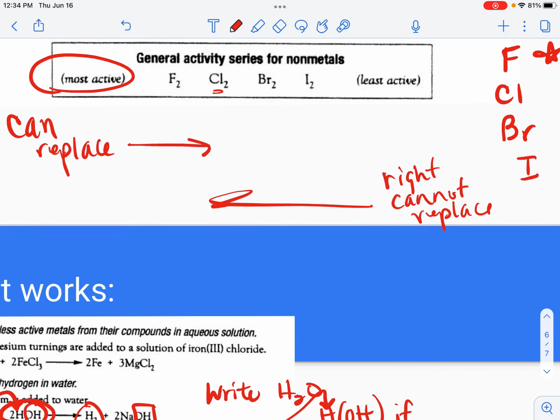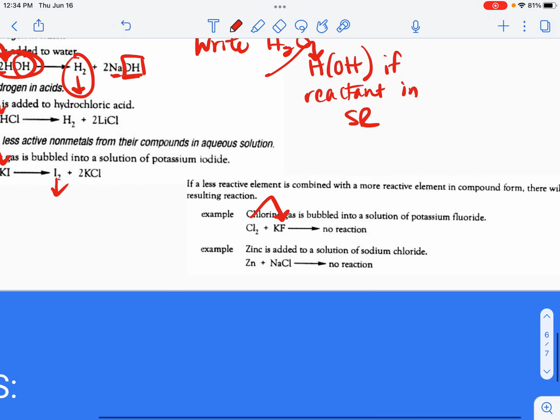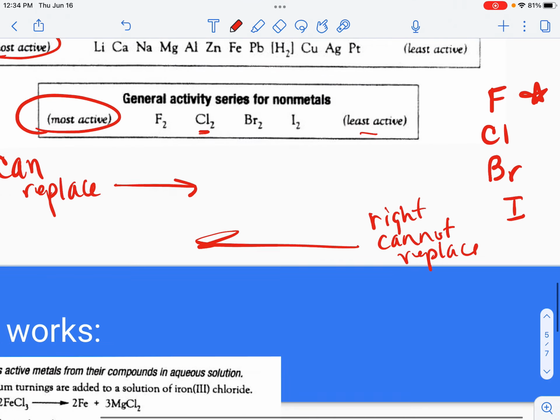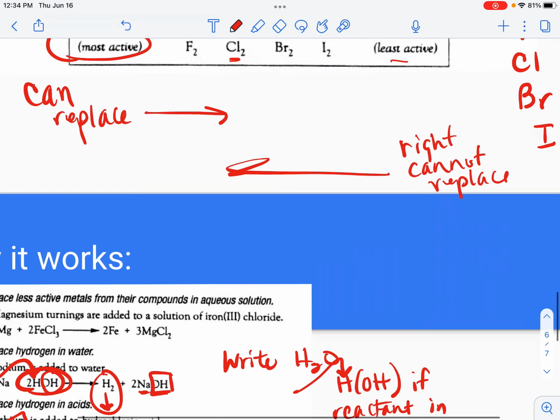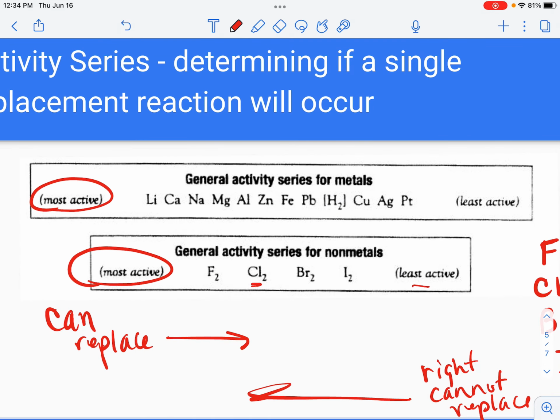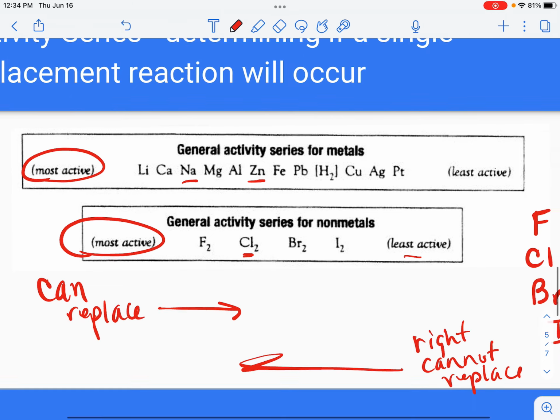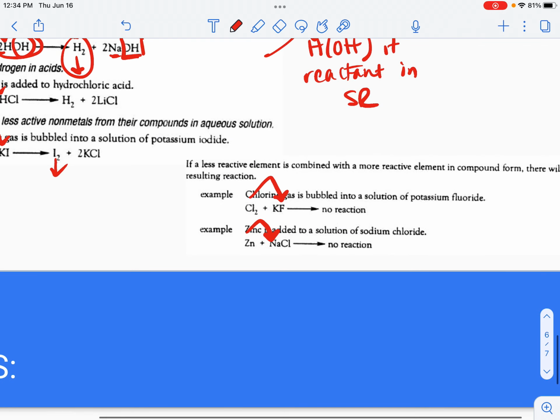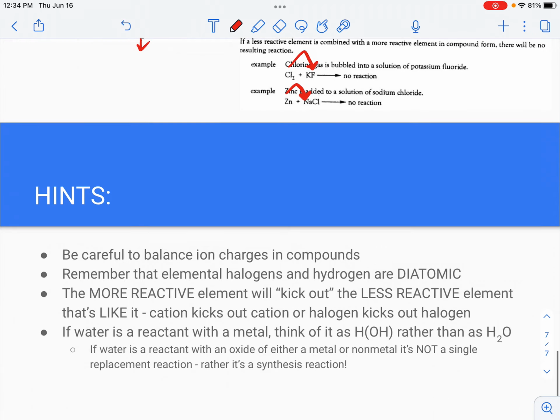But when you look at your activity series, chlorine is to the left of fluorine and less active, so this is no reaction. Or the zinc is a metal, it would try to kick out the metal. And we look up here, this is zinc and sodium. Zinc is not more reactive than sodium, so this is also no reaction. So that's how you use that.